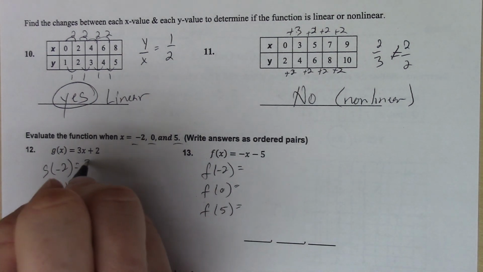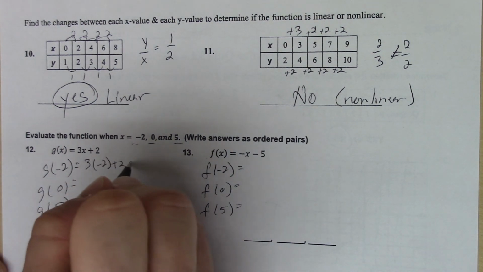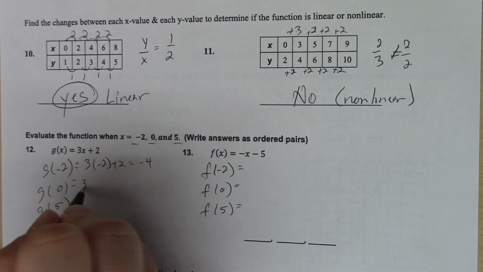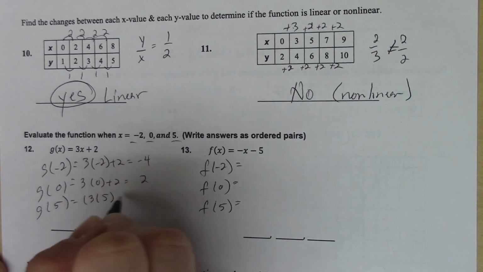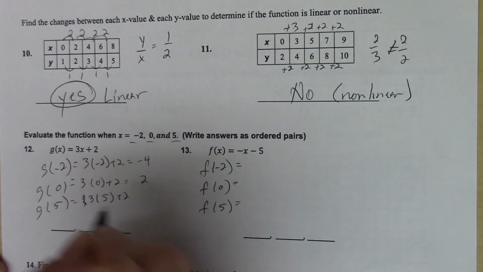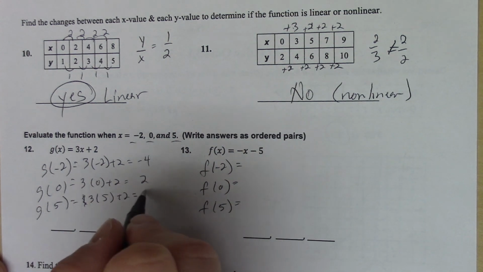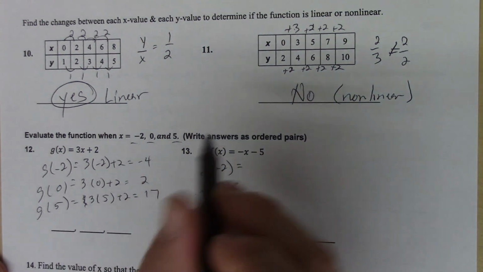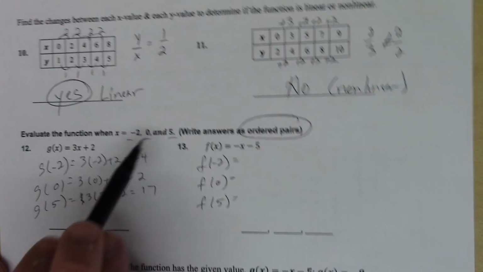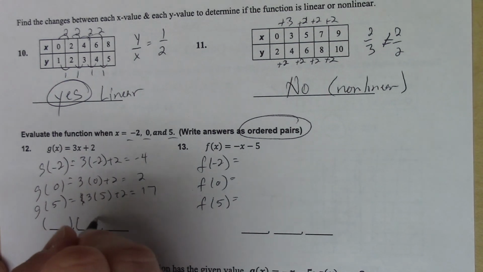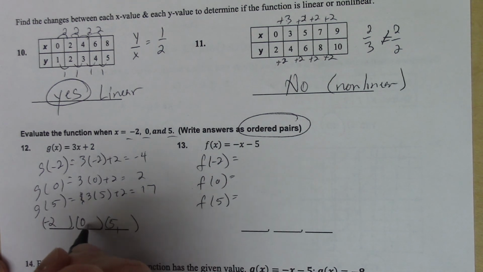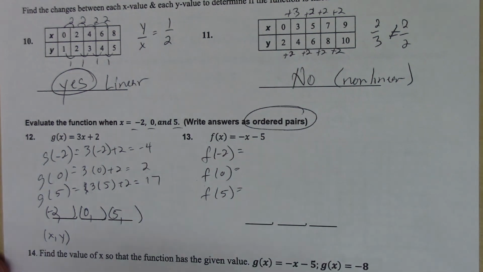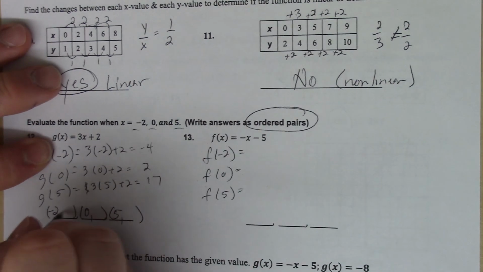When I plug in -2, it's 3 times -2 plus 2, which is -4. When I plug in 0, it's 3 times 0 plus 2, which is 2. When I plug in 5, it's 3 times 5 plus 2, which equals 17. Now to write them as ordered pairs, we're plugging in the x value. So for each one of these points, I could have right away put -2, 0, and 5 in the x column, because remember these points are x comma y. What did I get when I plugged in -2? I got -4, that's what goes here.